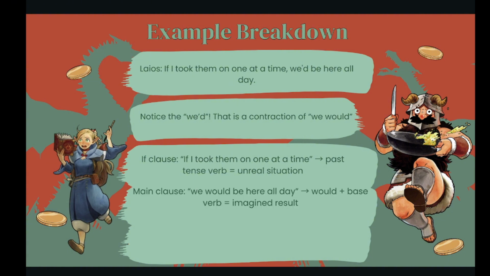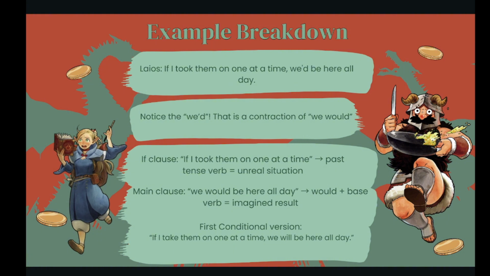And in the main clause, we would be here all day, would plus base verb is showing us an imagined result. So if we took a look at the first conditional version, if I take them on one at a time, we will be here all day. The key differences are take versus took, and will versus would. So those are the key differences between the first conditional and second conditional, but how you express the sentence when you're deciding, do I want to use first or do I want to use second, is are we showing a real possibility or a hypothetical possibility?